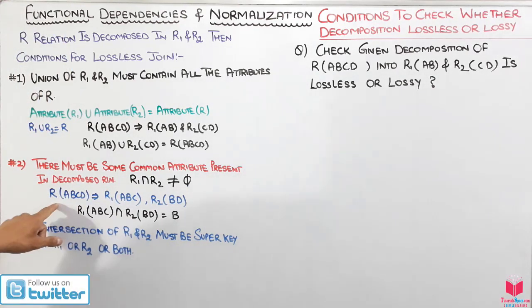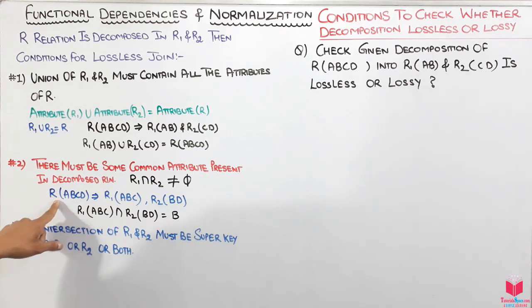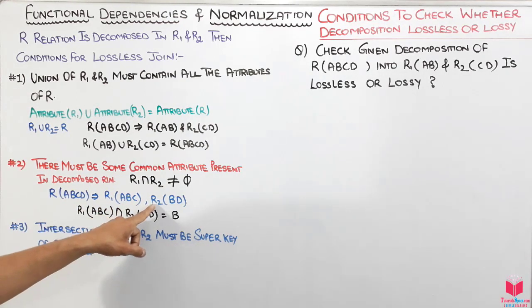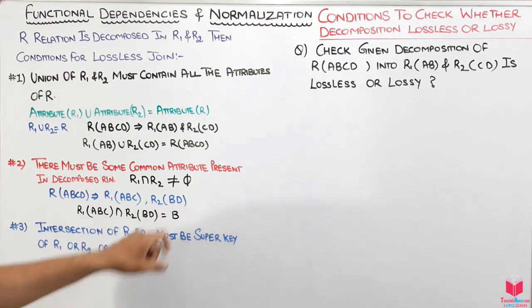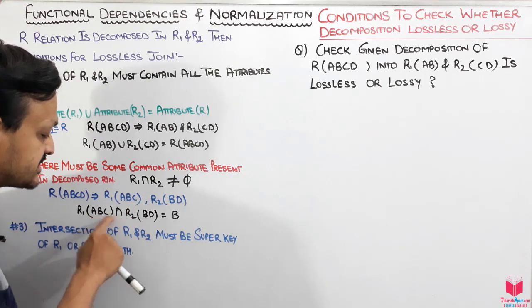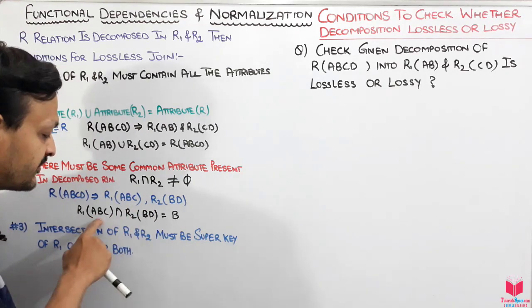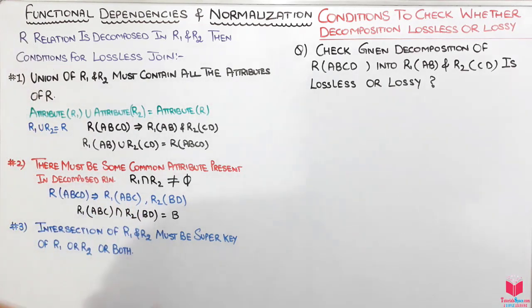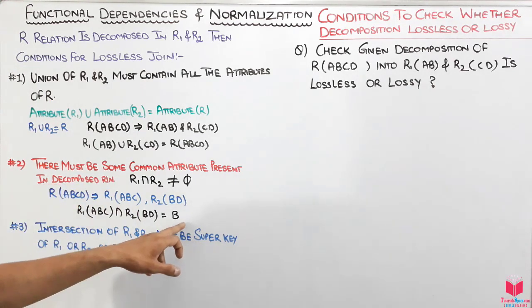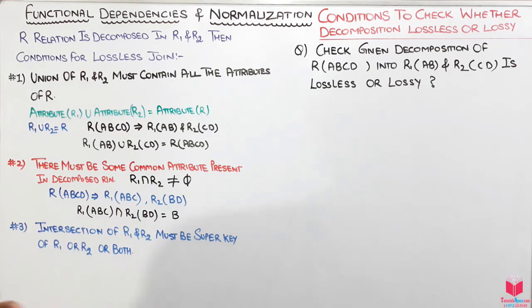Let's take an example here also. There is a relation R with ABCD which is decomposed into R1 with ABC and R2 with BD. After that, we are taking the intersection of R1 and R2, ABC and BD. So what is the common between them? This is the B attribute. We will take it out. So it says yes, there is something, that is the B attribute. So it passes the second condition.